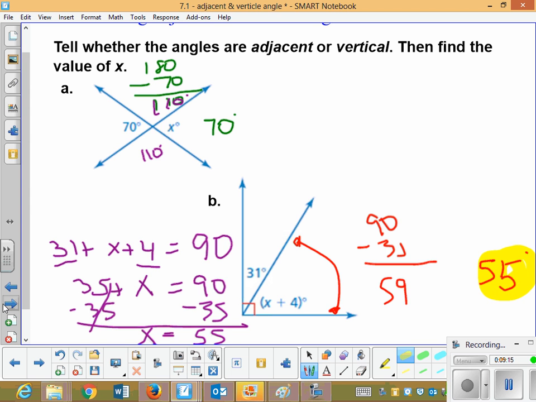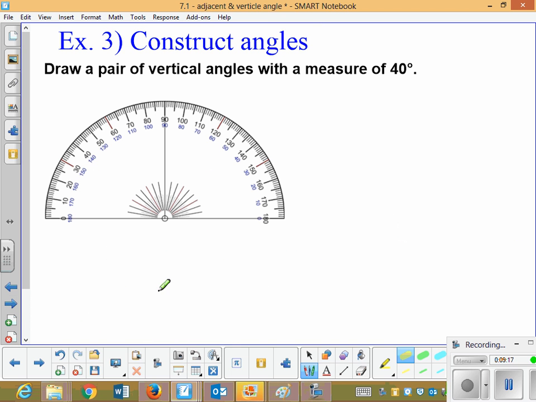Okay? All right. Now in example 3, this time you're going to have to go ahead and draw a pair of vertical angles that measures 40. Now, this is called a protractor. You might have seen this in your previous grade. With the protractor, it tells you the measurements here. So we start here. We can see that 40 degrees, we always start with the bottom, is going to be at the number 40 right here.